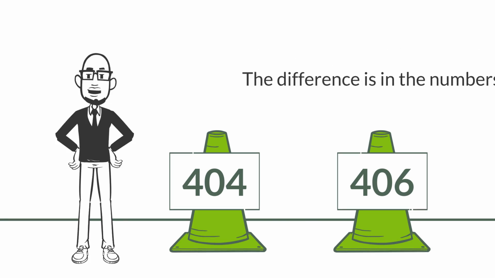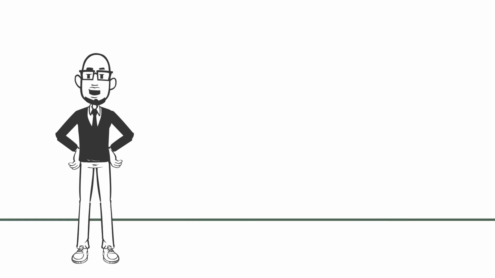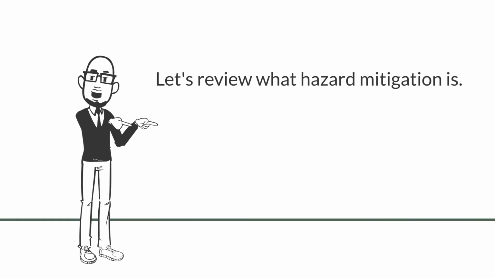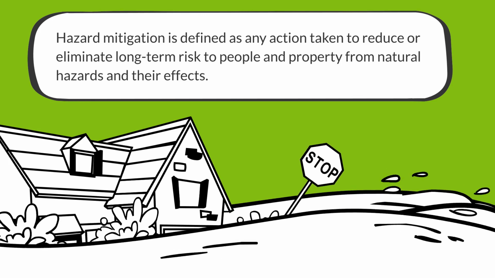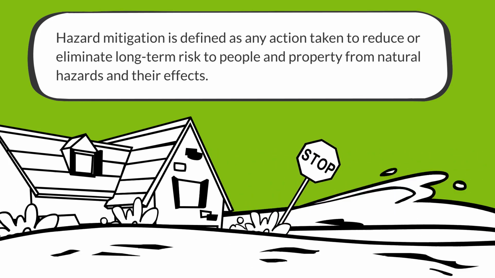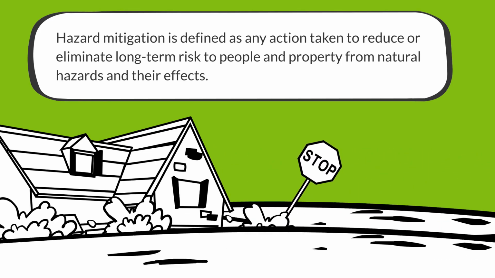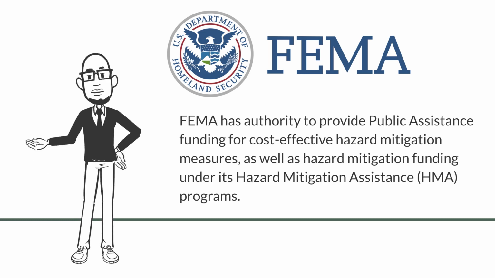Simply put, the difference is in the numbers. Before we get ahead of ourselves, let's take a moment to review what hazard mitigation is. Hazard mitigation is defined as any action taken to reduce or eliminate long-term risk to people and property from natural hazards and their effects. FEMA has authority to provide public assistance funding for cost-effective hazard mitigation measures, as well as hazard mitigation funding under its Hazard Mitigation Assistance (HMA) programs.